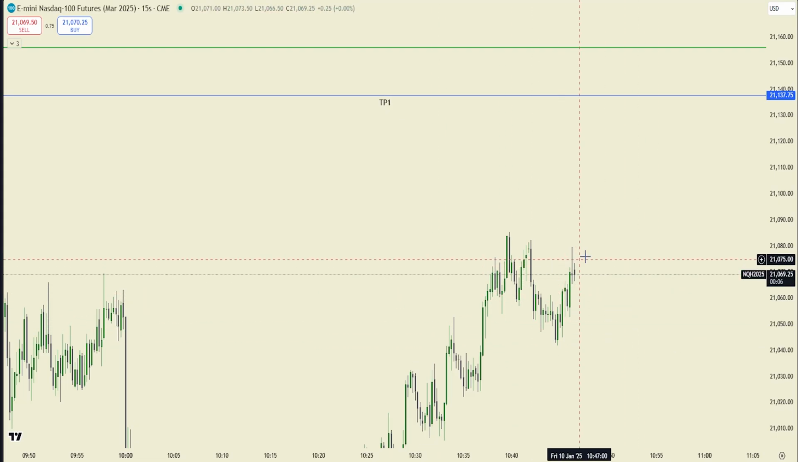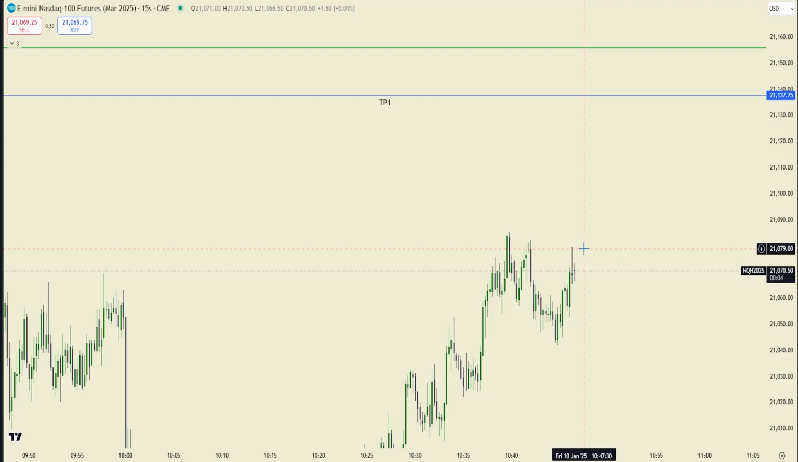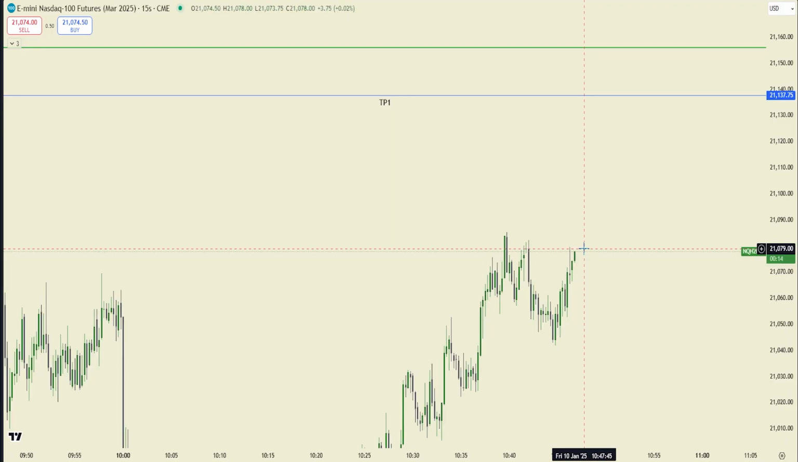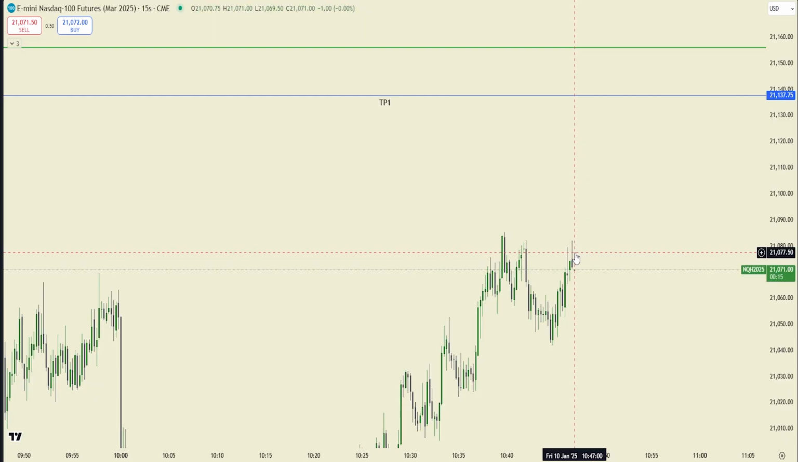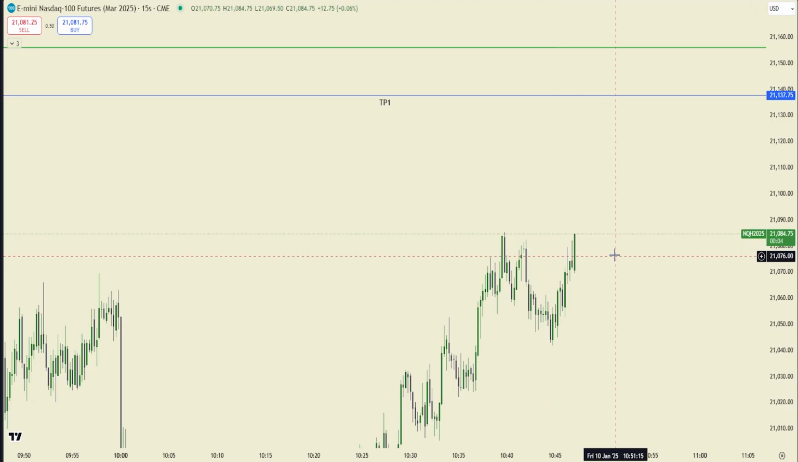All right, so looks like we might get the 15-second inverse here. Maybe not. We are about to be in the macro time, by the way, 10:50. And on 10 o'clock news days, sometimes 11 o'clock can be treated as a reversal time.